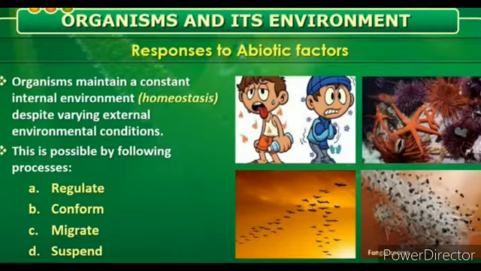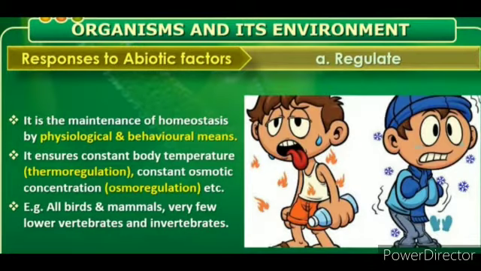Organisms maintain a constant internal environment that is called homeostasis despite varying external environmental conditions. This is possible by following process. First one, regulate. Second, conform. Third point, migrate. Fourth point, suspend. We will discuss the first point, regulate.